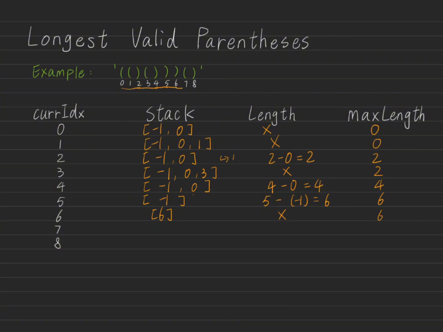At index 7, we see a left bracket, so append. And at index 8, we pop. So in the end, we'll return a max length of 6. This corresponds to the bracket here. I encourage you to try it yourself with other examples to help with your understanding.